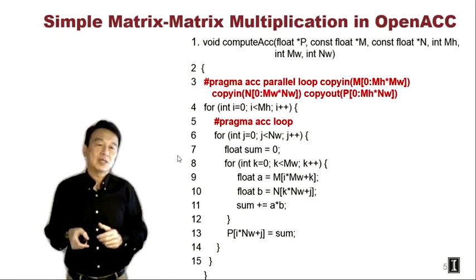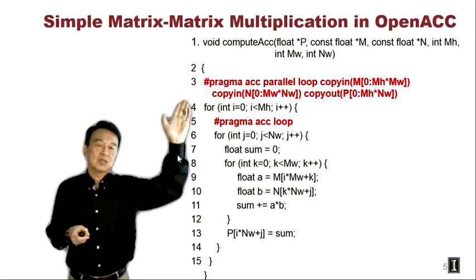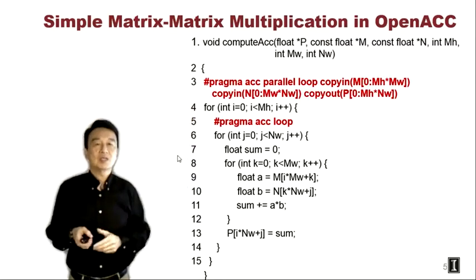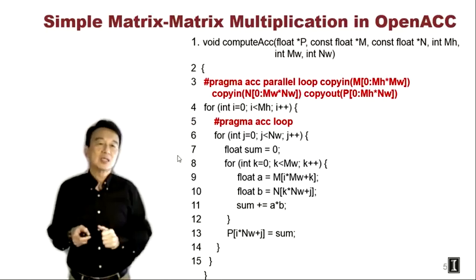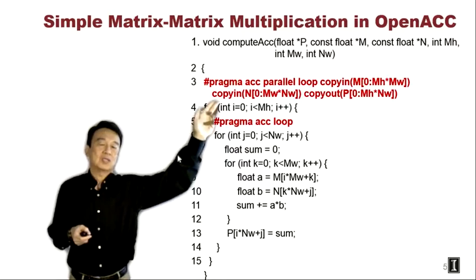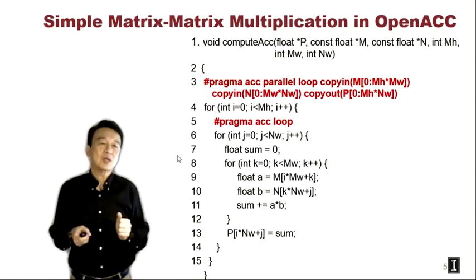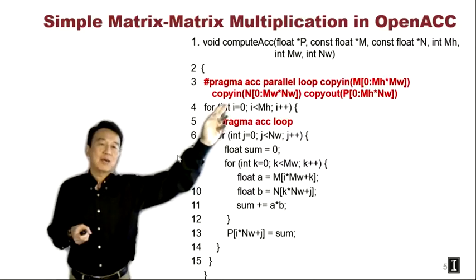Now, in order to use OpenACC, we can just insert two pragmas here. The first pragma says the following loop is going to be a parallel loop. So this is the parallel loop pragma. And in order to execute this loop in the accelerator, we need to copy in the input matrices M and N.